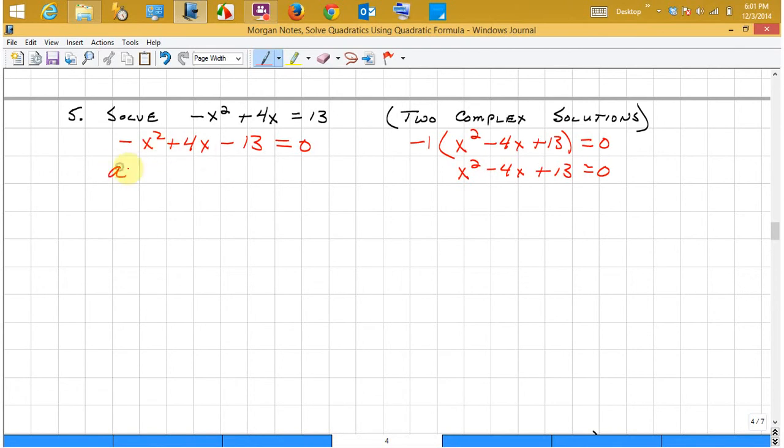So a is equal to a negative 1, b is equal to 4, c is equal to a negative 13. So let's go ahead and plug those into the quadratic formula. x is equal to negative b plus or minus the square root of b squared minus 4 times a negative 1 times a negative 13.